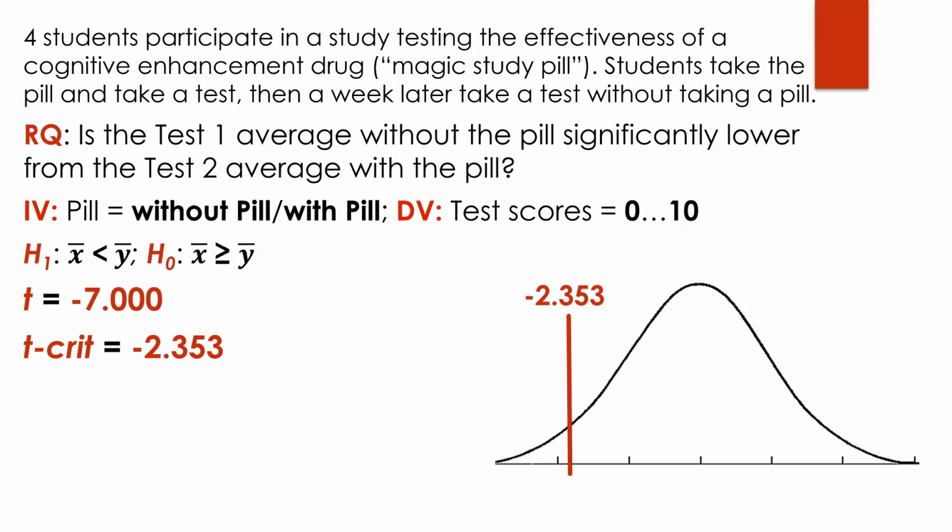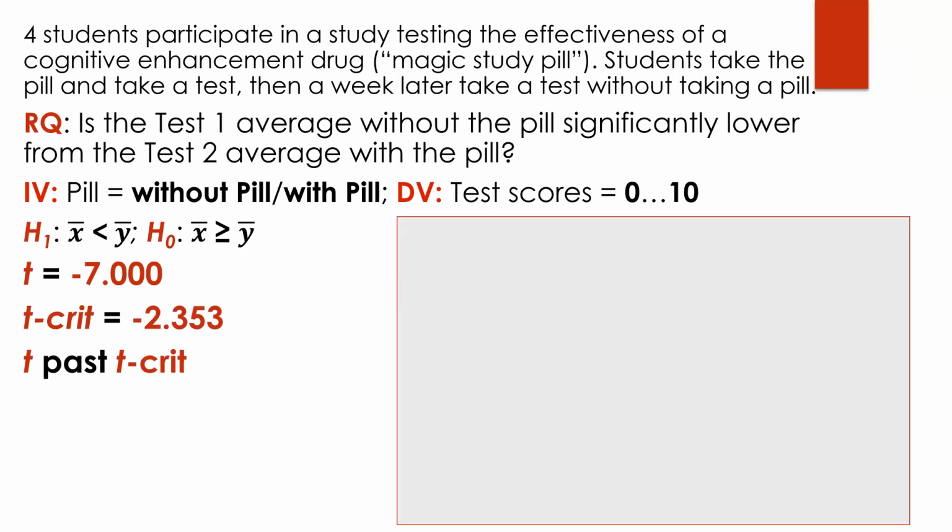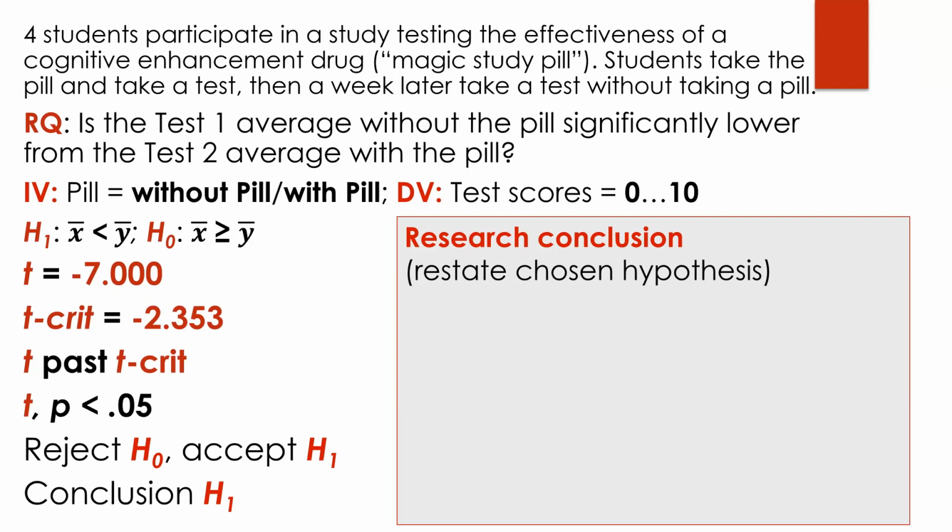So does our calculated t-score go past the crit score or is it before the crit score? It goes past the crit score, right? -7 goes past -2.353, which means that it has a probability less than 0.05. So it was unlikely for us to find this difference, assuming that test 1 should have been greater than or equal to test 2. Okay, so that is evidence against the null. So we reject it, we accept the alternative as our conclusion. That becomes our research conclusion.